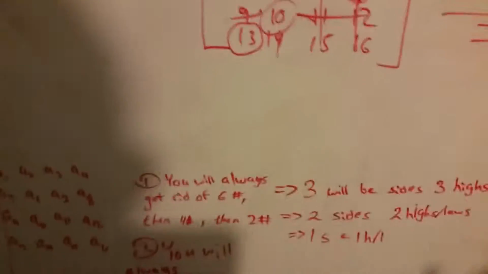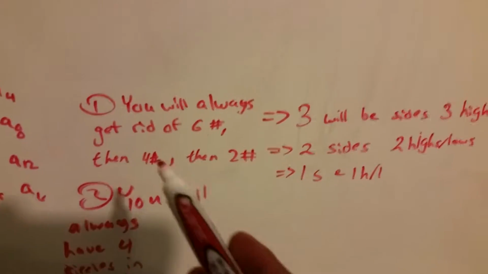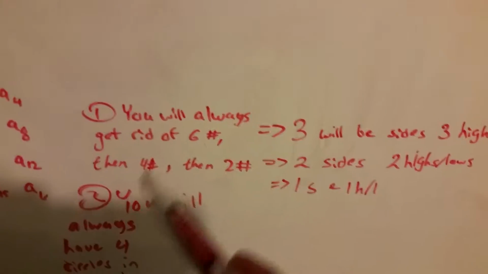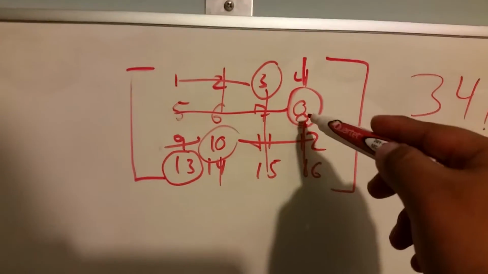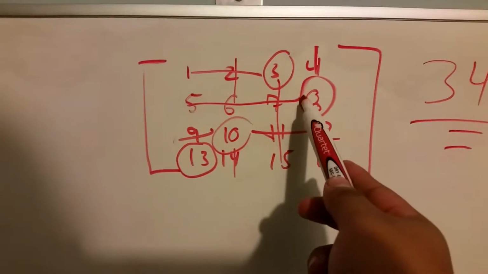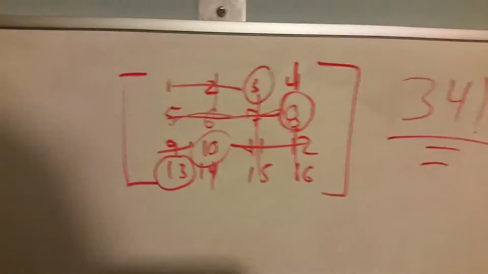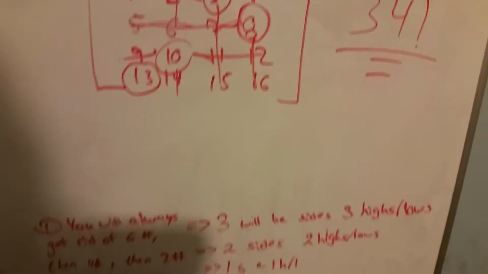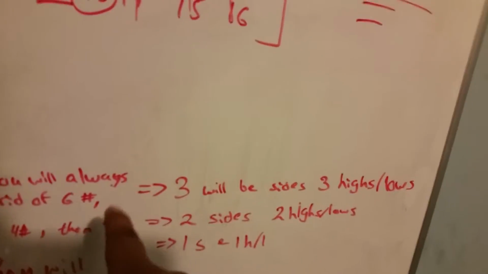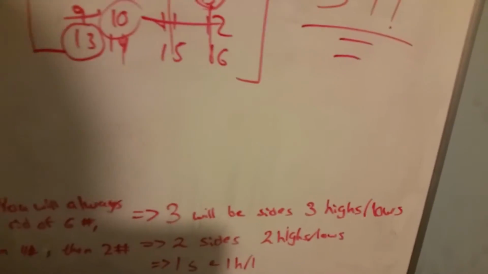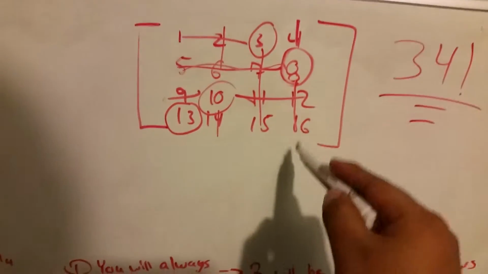The solution to this is you have to realize some important facts. First is that you will always get rid of 6 numbers, then 4 numbers, then 2 numbers. In this example, I started off with 8. I got rid of 6 numbers because this is 1, 2, 3, and below here is 1, 2, 3. So in total I got rid of 6. But note that when you're getting rid of 6 numbers, 3 will be to the side and 3 will be above and below. There's 3 here and 3 up and down, and that's true for anywhere that you pick.